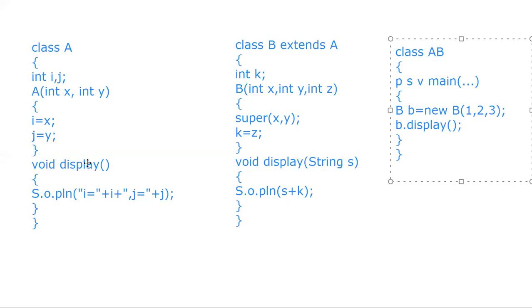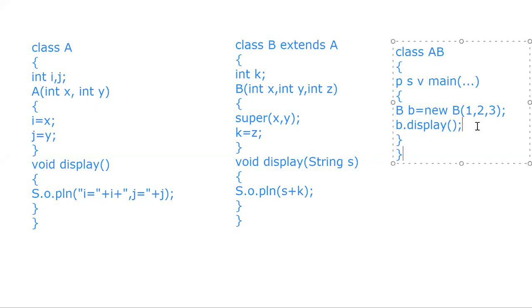Now to invoke the display method which belongs to your superclass, you are supposed to call it without parameters. In case you want to invoke the display method which belongs to your subclass B, it should be invoked with a parameter of type string. Now this statement b.display automatically invokes your superclass display method, where we get the value of i as 1, j as 2.